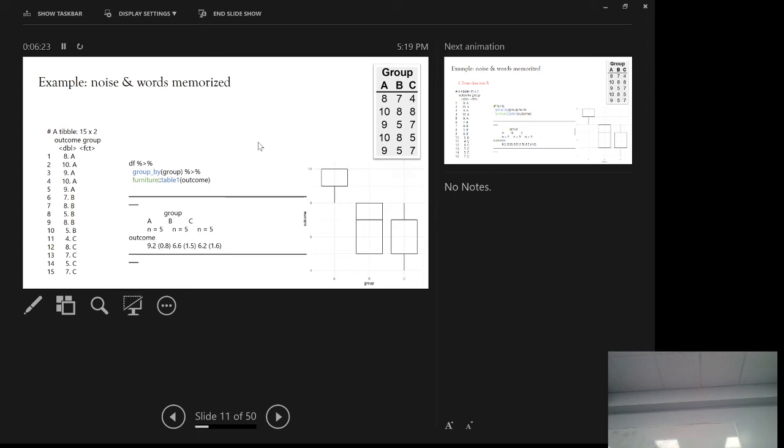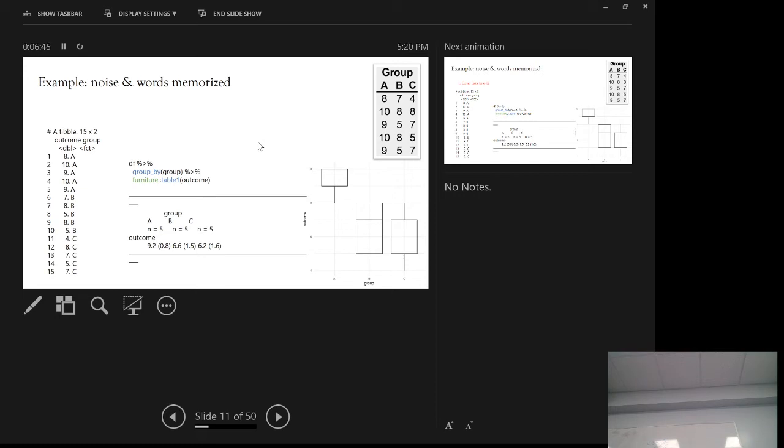So you could group by group. That's a really boring variable name. And we can ask for the table 1 on outcome. So here we go. What are the averages? 9.1, 6.6, 6.2. Ooh, what do you think now?